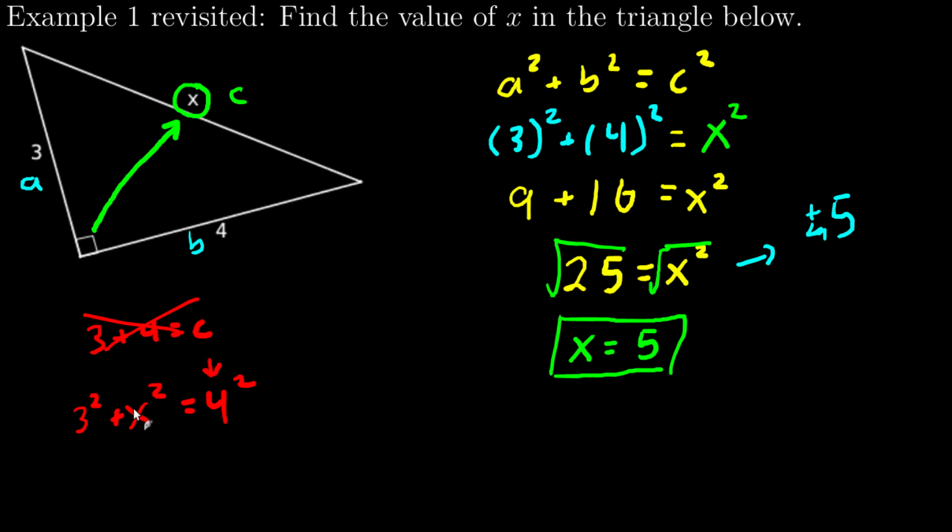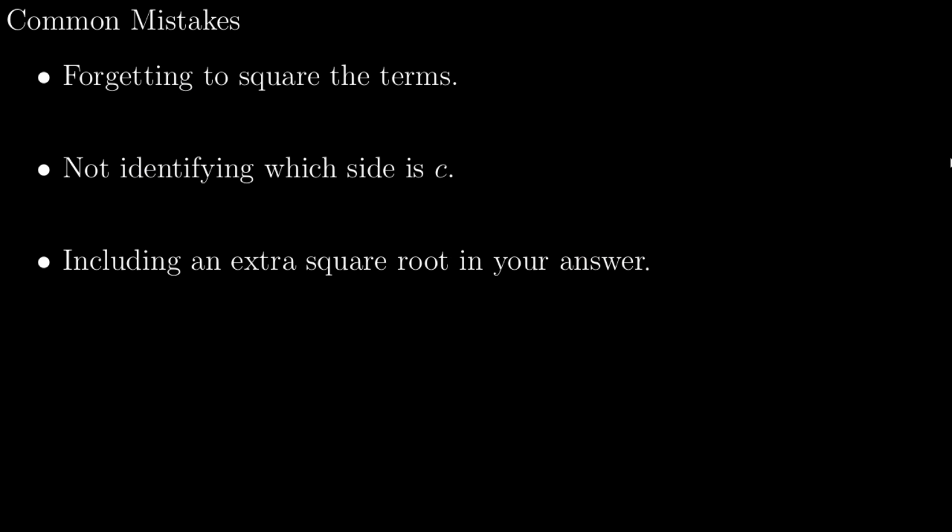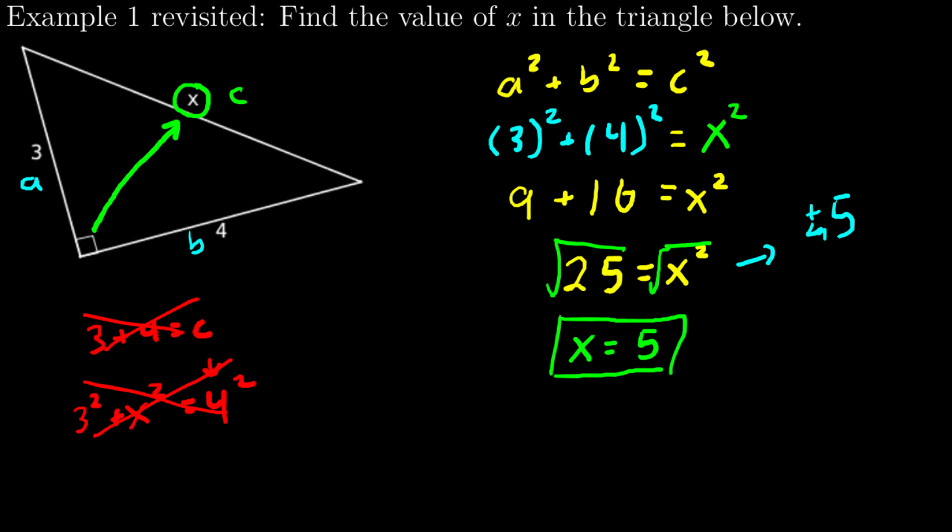We'll see some cases where the x's could be these numbers. So be careful, make sure you correctly line up which side is c. And then the final error, or the final mistake, that I see showing up is including an extra square root in your answer. And again, this won't be too obvious yet, but in the next video, you'll see some cases where it will show up.